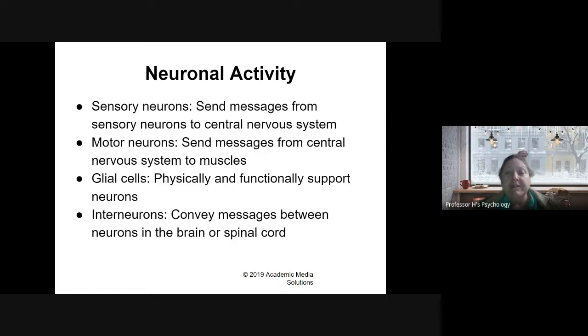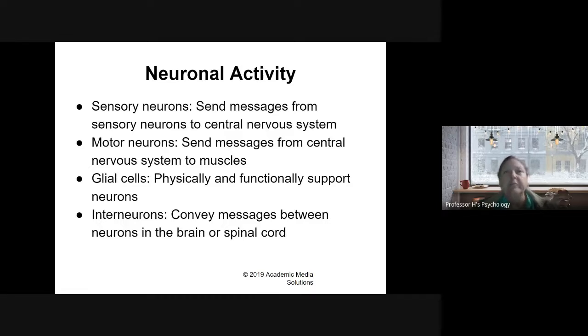Motor neurons send messages from the central nervous system to muscles. So when I need to move my leg, my central nervous system will send a message out, and then I can move my leg.